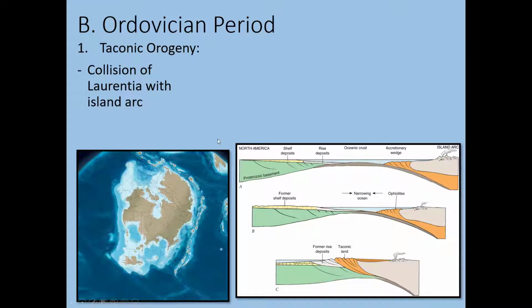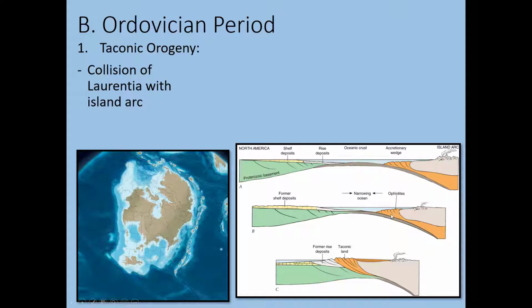And so here we have that illustration of North America, or Laurentia. And then we have an island arc that is slowly subducted, the ocean crust beneath North America, and this island arc is slowly subducted.